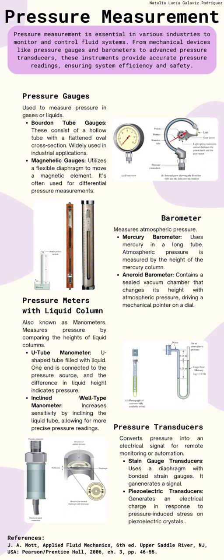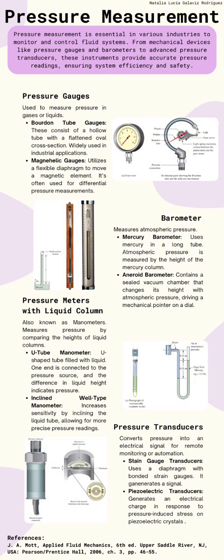Barometers use a simple structure that can be found, as well as some examples of the instruments, in the image to the left. Next, we have the pressure meters with liquid column, also known as manometers. These instruments measure pressure by comparing the heights of liquid columns, similar to what the barometers do. In the image to the right, you can see a U-tube manometer and its diagram.